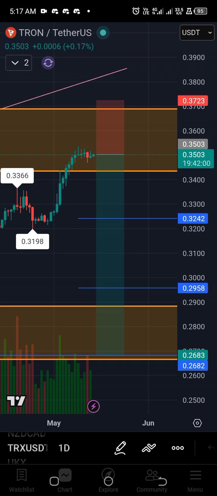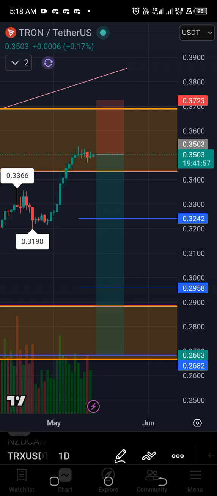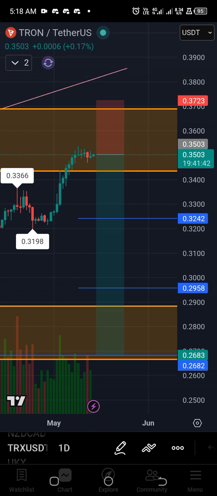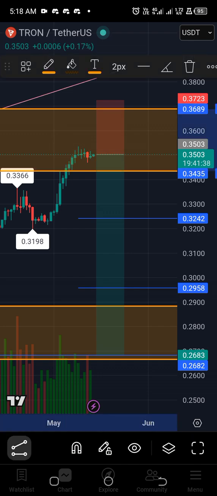So I had 3 different profit targets here. First one is at this level, 0.3242. The second profit target is 0.2958, and the third is at 0.2683 here. My stop is just above this bearish order block, which is serving as a resistance.